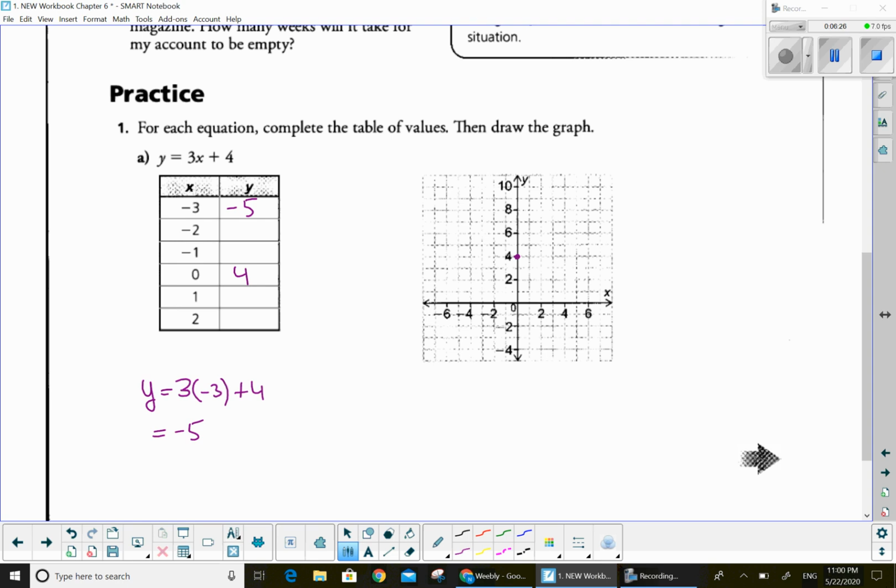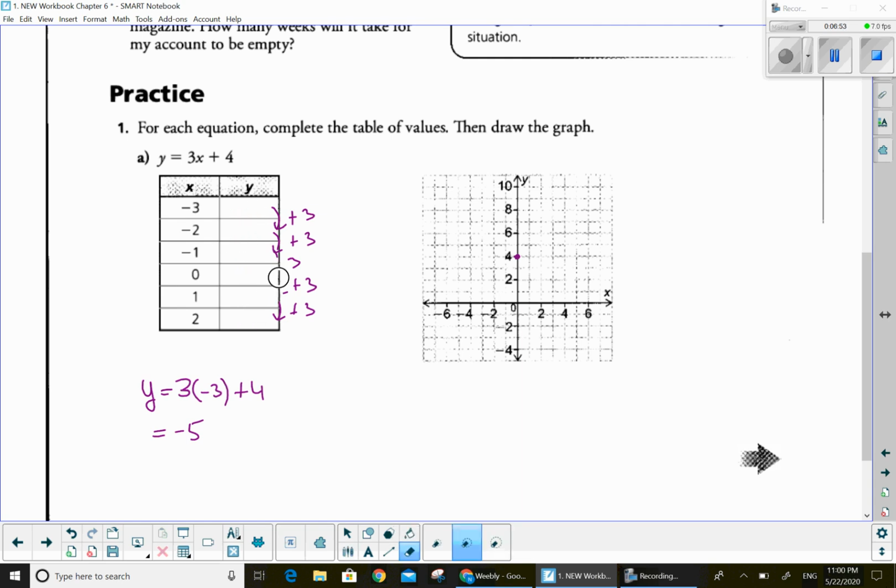I also know that it's increasing by 3, so I can just derive the other ones by adding 3 every time. So negative 5 plus 3 is negative 2. Negative 2 plus 3 is 1. 1 plus 3 is 4. It works. And then plus 3, and then plus 3. So this is going to be 7 and 10. There we go. Usually what I like to do is what I started with.